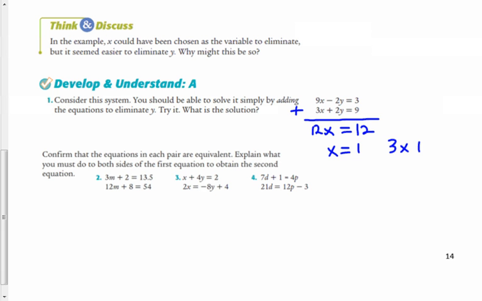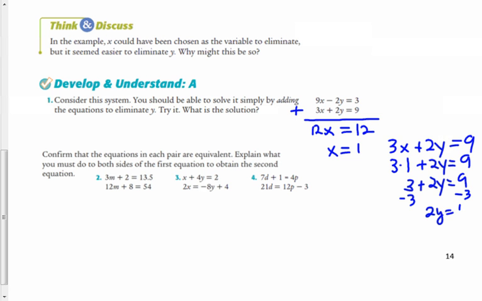But looking at one of these equations, we know that 3 times x plus 2 times y is equal to 9. And now knowing that x is 1, I can substitute 1 for x. And I get this, and so 3 plus 2y is equal to 9. Subtracting 3 from both sides, I get 2y is equal to 6. And 2 times 3 is 6, so we know that y is 3.